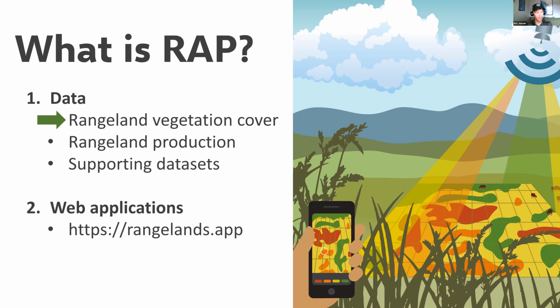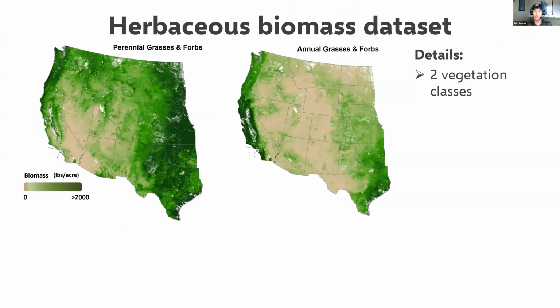But the next model that I want to introduce is the Rangeland production data set. And so with this data set, we're mapping herbaceous biomass production for two vegetation classes. So broken out into perennial herbaceous plants and annual herbaceous plants. And it's measuring this in terms of pounds per acre.